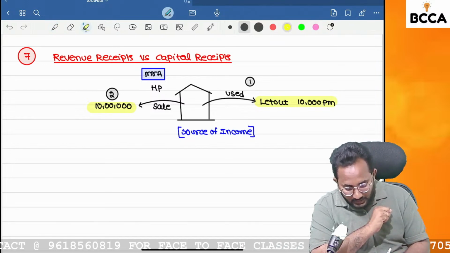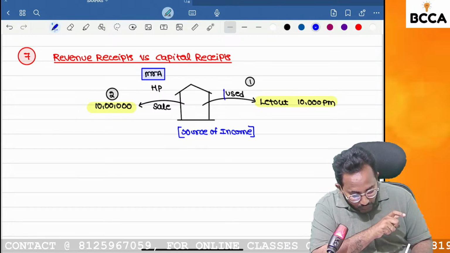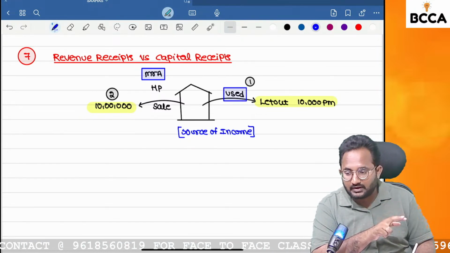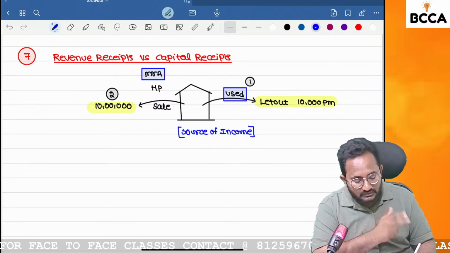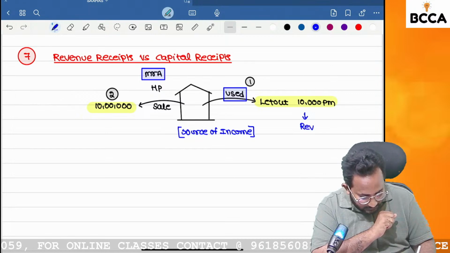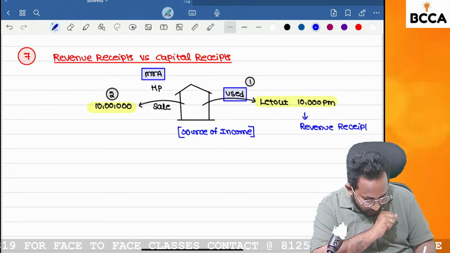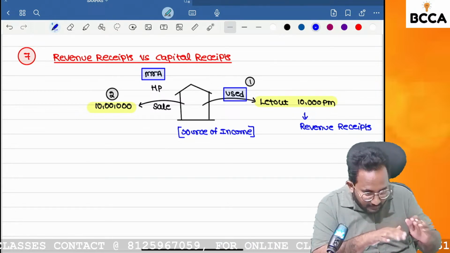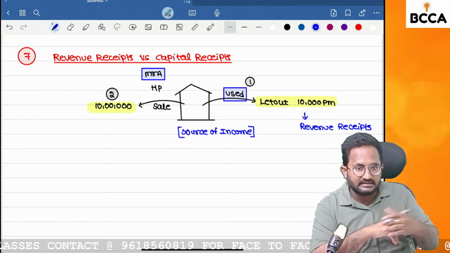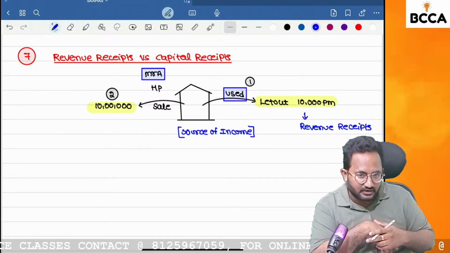If any assessee generates income by way of utilizing the source of income, this is called revenue receipt. This is of a recurring nature. Every month you can generate 10,000, and every year 1,20,000, if you are utilizing the source of income properly.